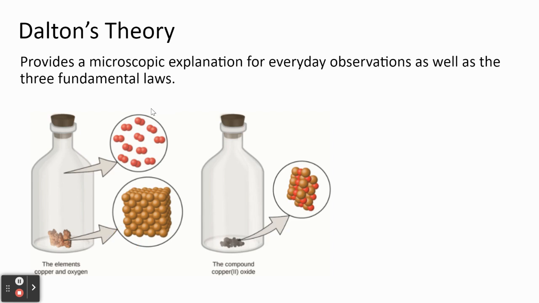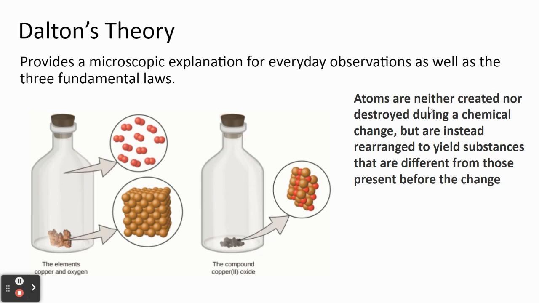And this provides a microscopic explanation for everyday observations. So if we have a container here that has copper and oxygen in it, and the copper and oxygen react to form copper oxide, we'd see that the atoms are neither created nor destroyed during that chemical change, but instead they're just rearranged to produce substances that are different than what we had to start with.